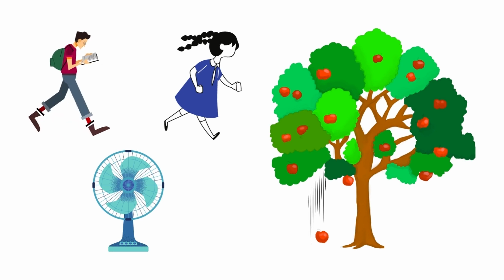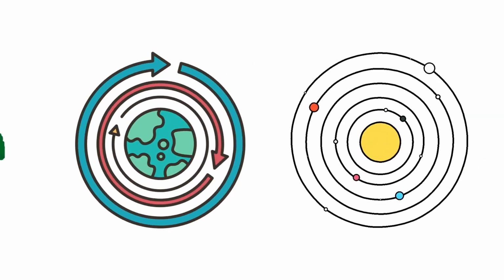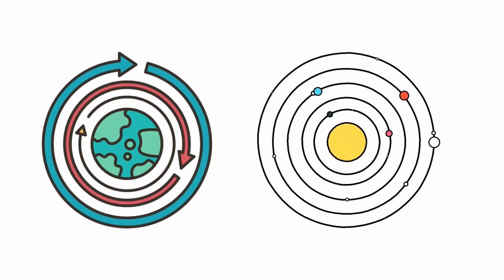If you think about examples for motion, you would see this every day in your day-to-day activities: a person walking, a child running, a fan rotating, a fruit falling from a tree. These are all what you see around you. At the same time, in the solar system, the Earth rotates around its axis, and all the planets revolve around the sun. These are all different types of motions. If you look at them carefully, you can divide them into two main types.